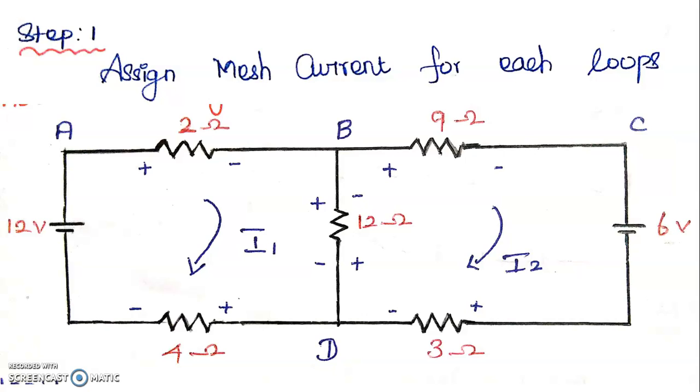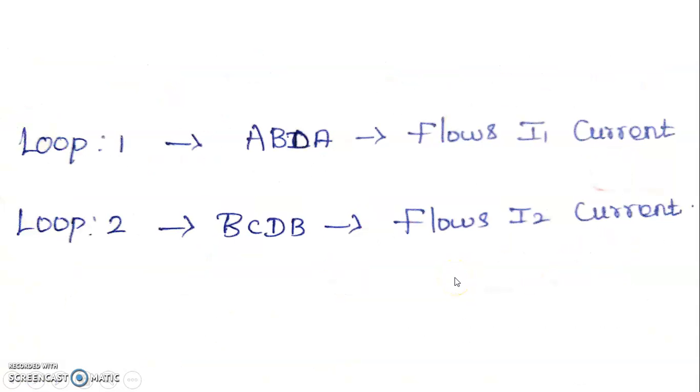We have 2 loops in the given circuit. One loop is A, B, D, A. This is the first loop. Next is B, C, D, B. This is the second loop. In the first loop, mesh current I1 is flowing. In the second loop, mesh current I2 is flowing. That is what is explained in this slide.